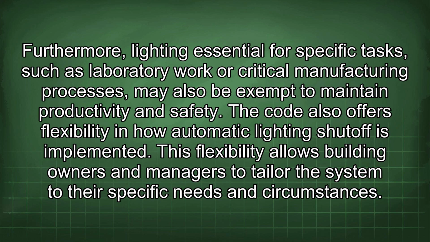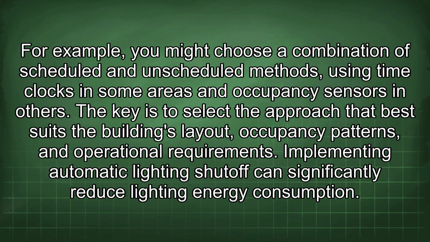The code also offers flexibility in how automatic lighting shutoff is implemented. This flexibility allows building owners and managers to tailor the system to their specific needs and circumstances. For example, you might choose a combination of scheduled and unscheduled methods, using time clocks in some areas and occupancy sensors in others. The key is to select the approach that best suits the building's layout, occupancy patterns, and operational requirements. Implementing automatic lighting shutoff can significantly reduce lighting energy consumption.